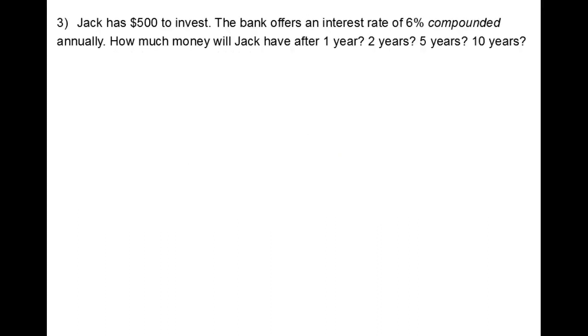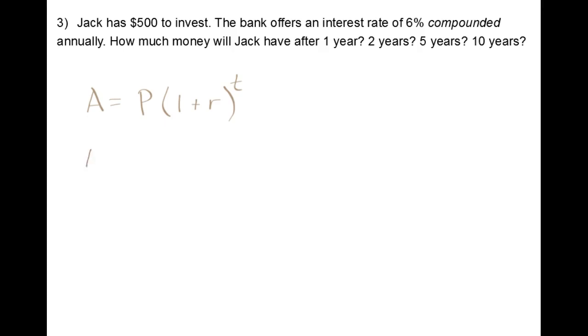Alright, so here's an example of compounded interest. It says Jack has $500 to invest. The bank offers an interest rate of 6% compounded annually. So there you go again, it's annually, so we can use that simpler equation. How much money will Jack have after 1, 2, 5, 10 years? So we need that other equation, A equals P times 1 plus the rate to the power of T. So notice we don't need the n's in there because it's not being compounded more than once a year.